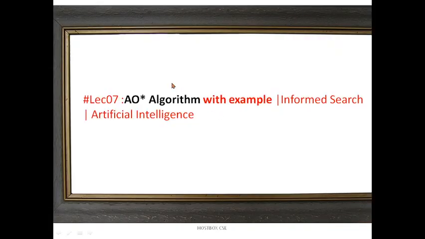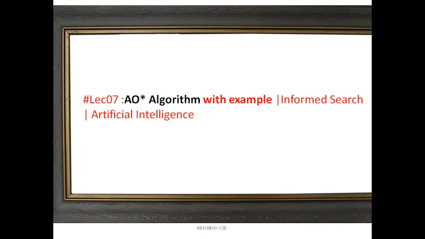Today we are going to discuss the AO star algorithm. In the playlist you can check, I explained the difference between uninformed search and informed search, and in informed search we already discussed the A star algorithm. Today we are going to see the AO star algorithm. What is the AO star algorithm? Why do we need it, and how does it work, with some very easy and simple examples.